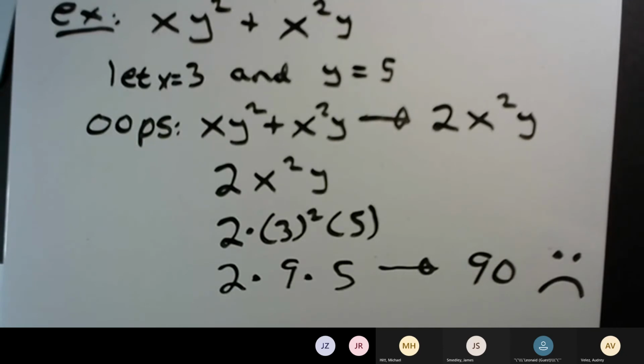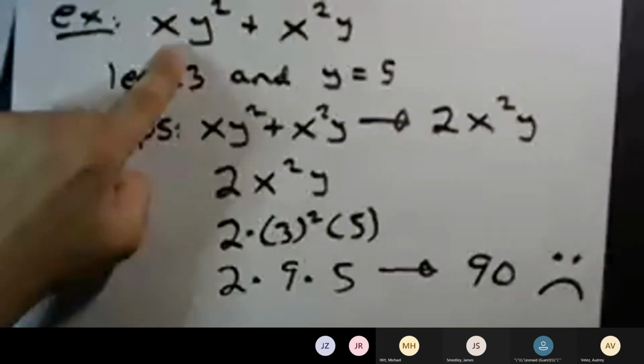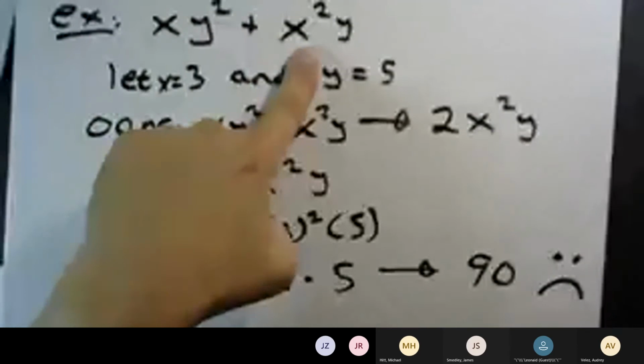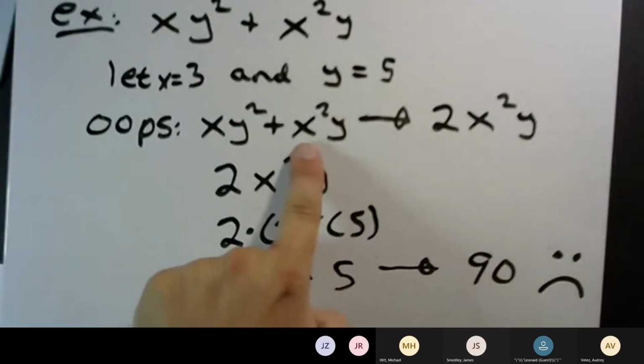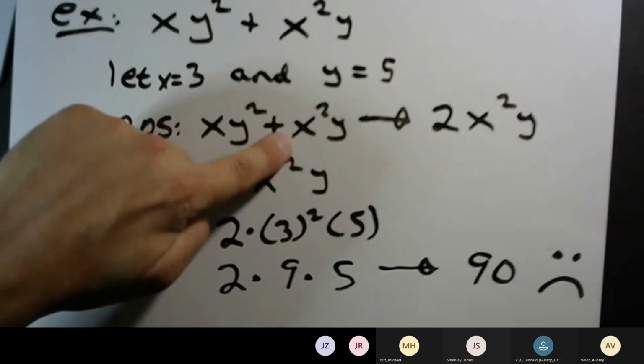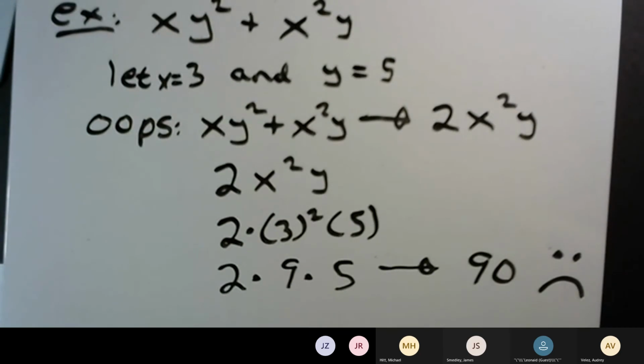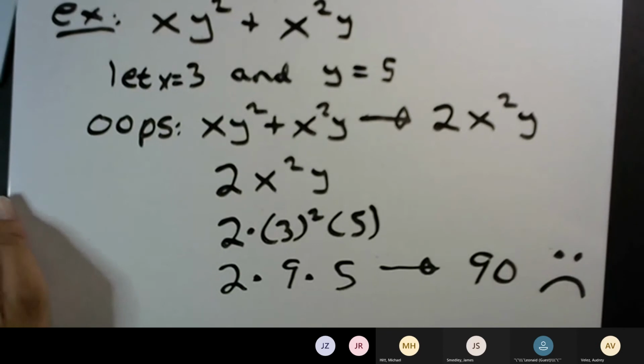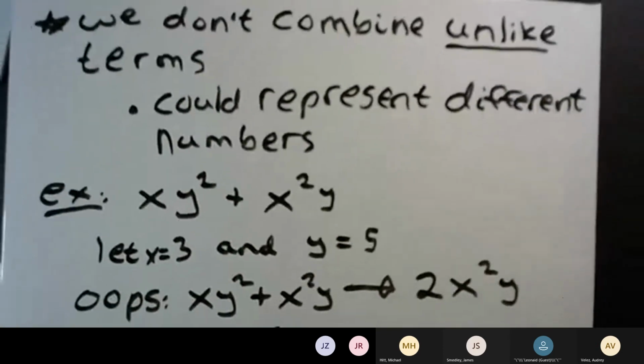And the reason is xy squared is a different kind of number than x squared y. When we combine them, we basically erased this number and replaced it with something else. We replaced it with another xy squared, and that's not going to work. That's like pretending this doesn't exist. So that's why we don't combine unlike terms. So let's do some more combining. So any questions about that?